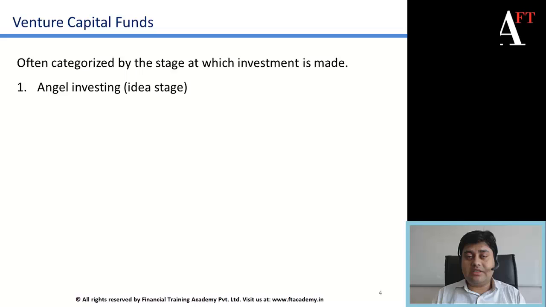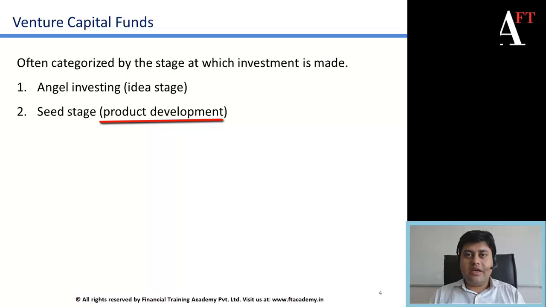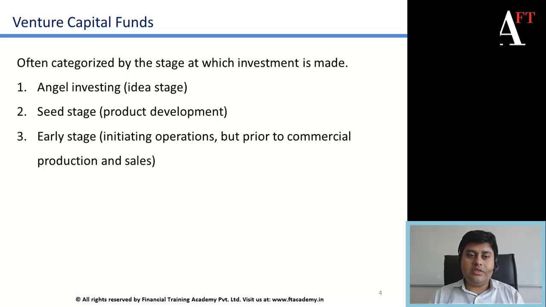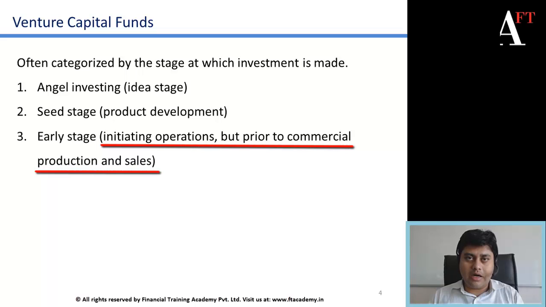Now remember, at this stage of investing, there is no proof of concept of the product developed to prove that this could be a successful business model. It is just an idea. Then comes the next stage, that is the seed stage funding. Here the funding is made to develop the product prototype and put it in the market for testing. So this is the next stage of funding after angel investing. The third stage is early stage investing, where the money put in by the VC funds is used for initiating the operations or putting up the plant, getting things in place for commercial production. But this funding is invested by the VC funds in the company prior to any commercial production or sales.